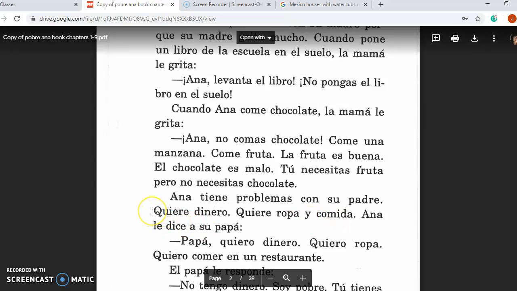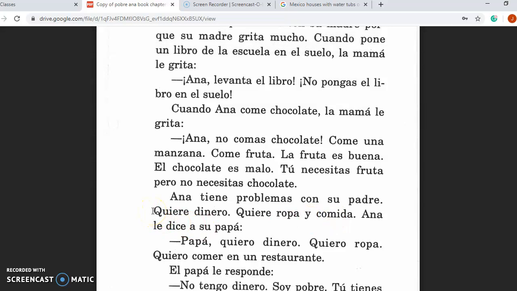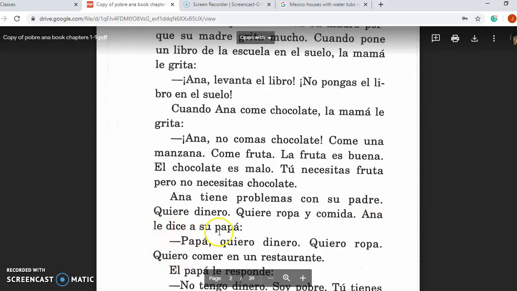So here, you could put the word "ella," which does specifically mean "she," in front of "quiere," but it's kind of already implied that we're talking about Anna. So just the fact that it ends with its vowel, we know that it's "ella," she, and not "él," he. So Anna says to him, to her dad.